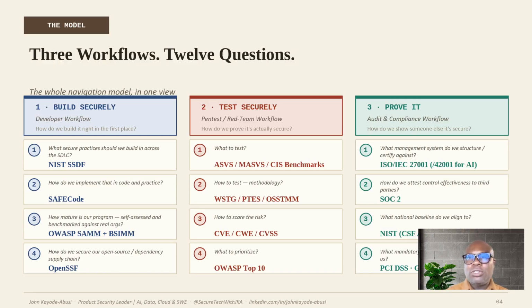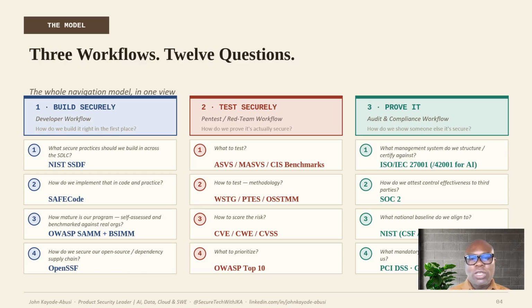Now look at the questions, the governing questions that come under these three categories. So you see, what secure practices should we build across the SDLC? How do we implement that in code and practice? How mature is our program? How can we assess it against a benchmark and see where we are and how we need to improve? How do we secure our open source dependencies and supply chain? These are real questions, solving real problems.